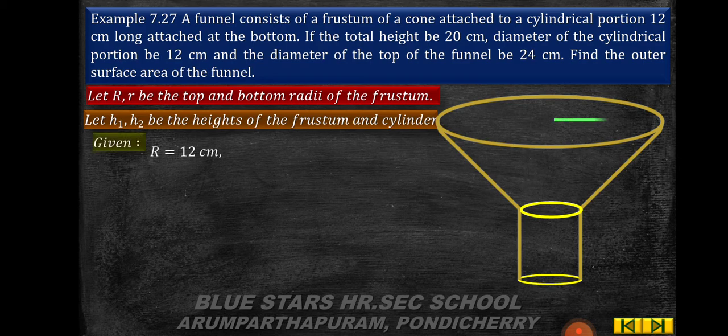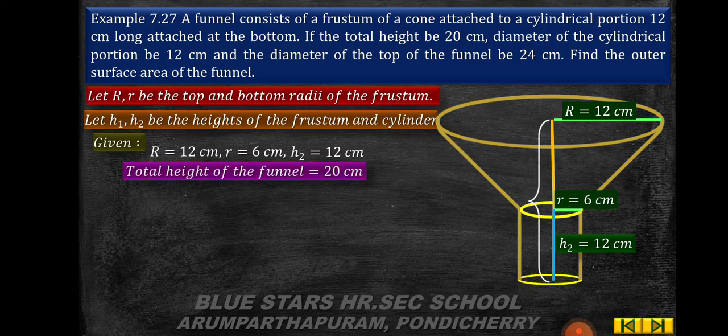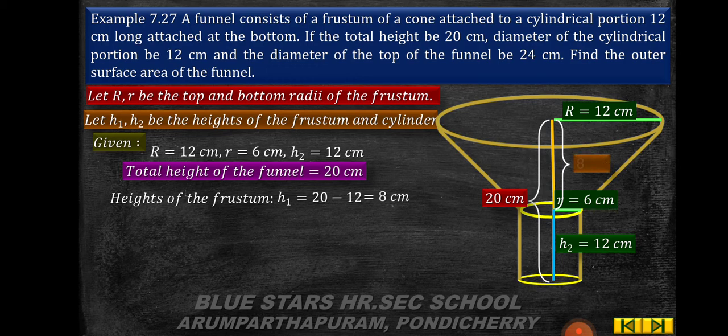Given capital R is equal to 12 centimeter and small r is equal to 6 centimeter. H2 is equal to 12 centimeter, that is height of the cylinder. Total height of the funnel is equal to 20 centimeter. So height of the frustum is equal to 20 minus 12, that is H1 is equal to 20 minus 12 is 8 centimeter.